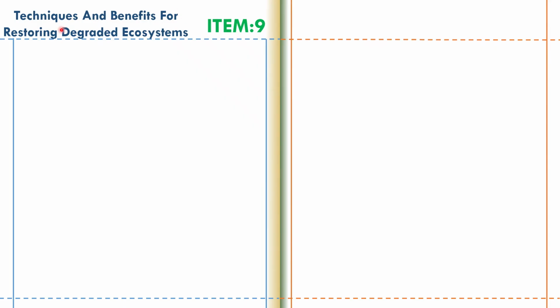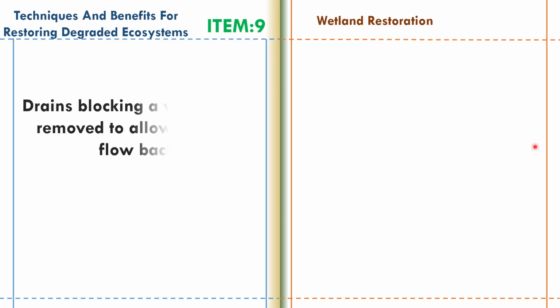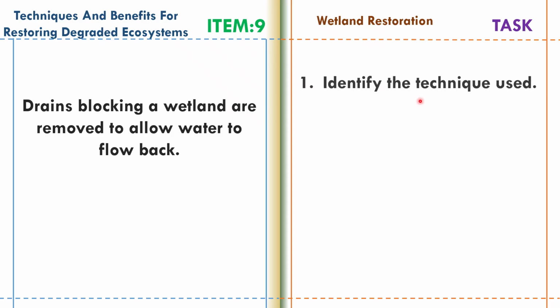Techniques and benefits for restoring degraded ecosystems. Item 9. Let's now look at wetland restoration. Drains blocking a wetland are removed to allow water to flow back. Task. Identify the technique used. State 2 ecological benefits.